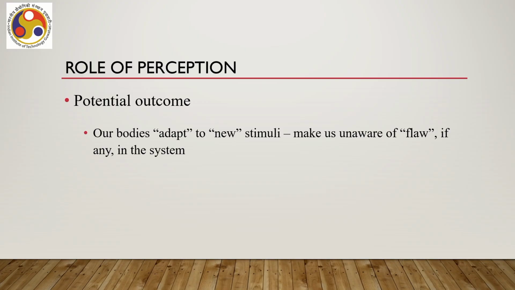So, if we try to do that, what can be the potential outcomes of trying to do something which our body is not designed to process, which our brain is not designed to process? There can be many potential outcomes. One is that our bodies adapt to the new stimuli, making us unaware of flaws, if any, in the system. That means we are adapting to the system, we are believing that the system is actually the real world rather than a virtual, artificial system.